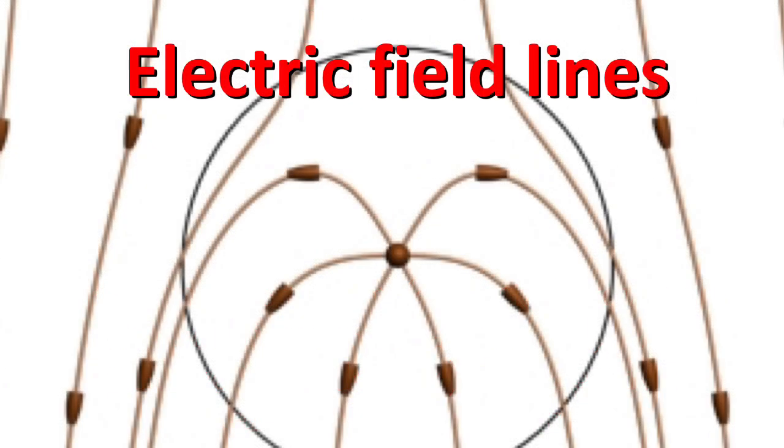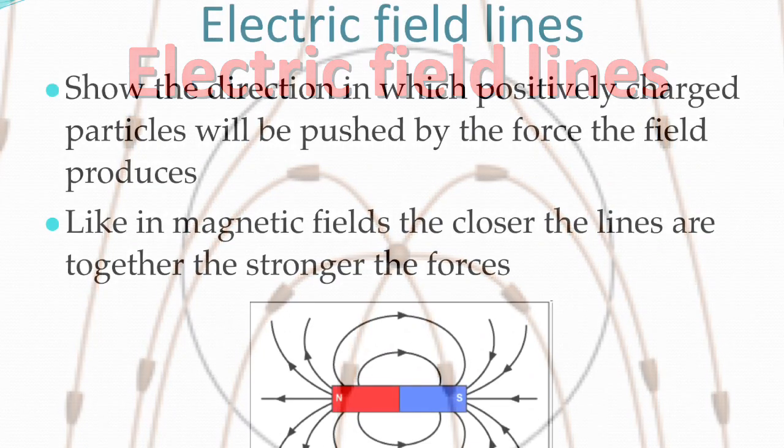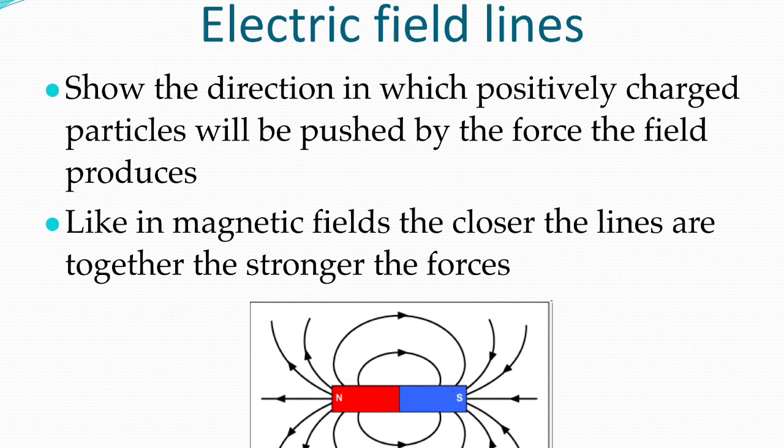You will sometimes see lines used to represent an electric field. These field lines show the direction that a positively charged particle would be pushed if it was in that field. And this is very similar to what you may have already seen for magnets, which have field lines themselves around them.